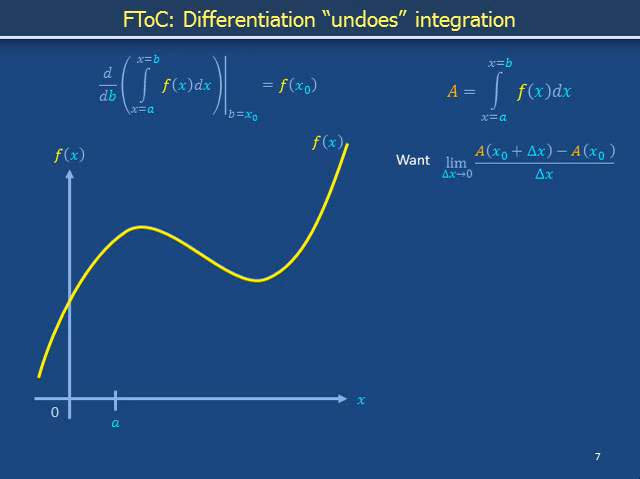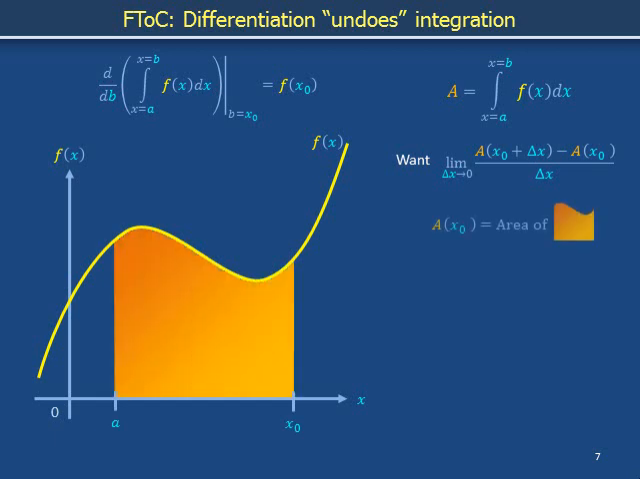Here is some reference left-hand boundary x equals a. And here is x naught. The area evaluated at x naught is indicated in orange shading. The area evaluated up to x naught plus delta x includes the area shaded in orange and an additional area shaded in red corresponding to the area under the curve between x naught and x naught plus delta x.